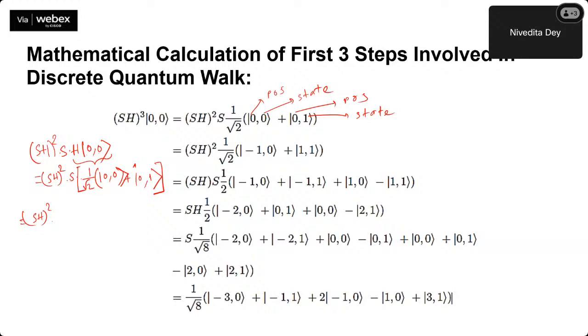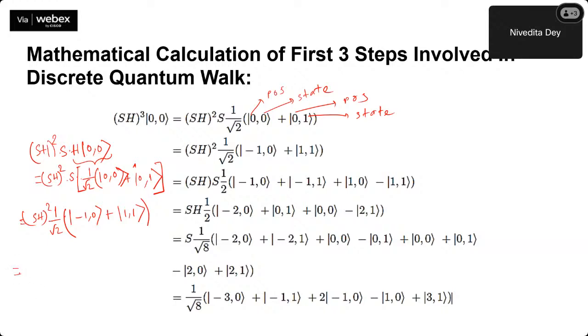Shift means no state expansion will take place. In Hadamard, at every step there will be a state expansion, but for shift, only the position with respect to 0 or 1 will change. Either it will be minus 1 or plus 1. So 1 by root 2 times this: since this is 0, it will become minus 1, 0, and this is 1, so it will become 1, 1.